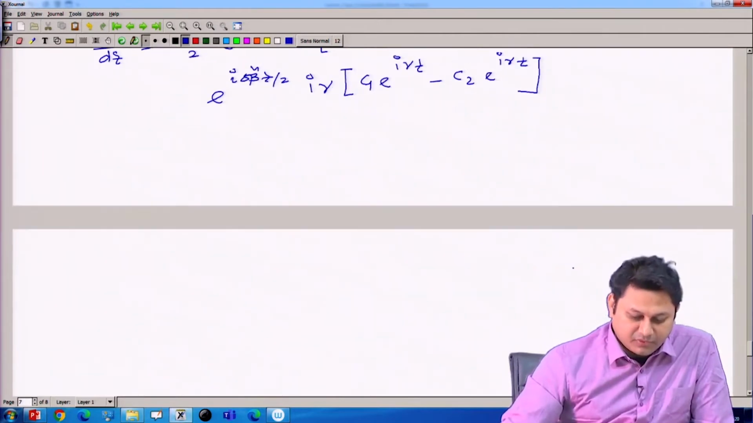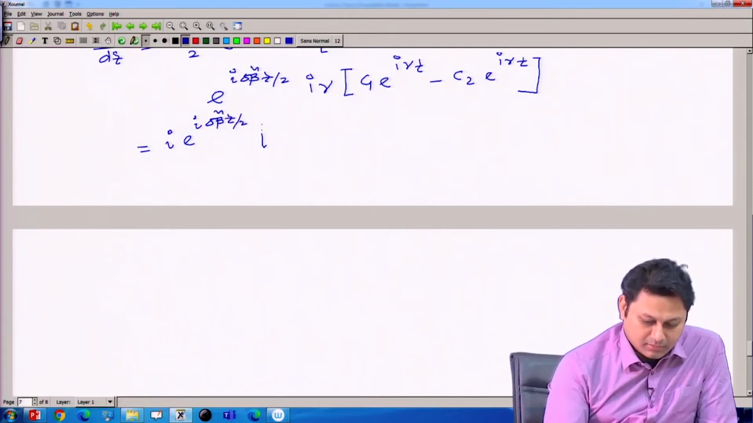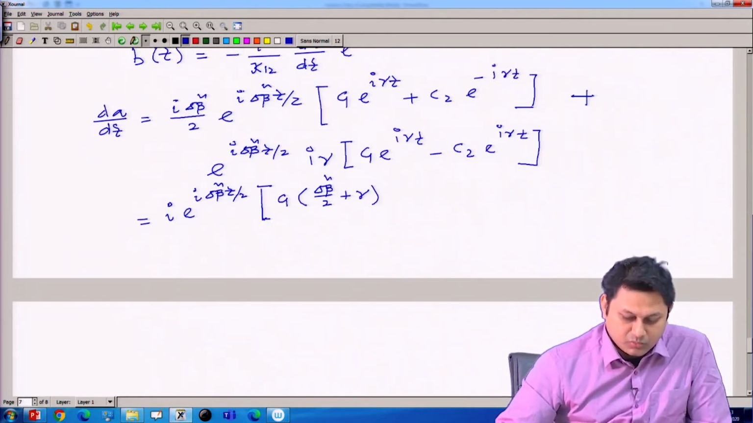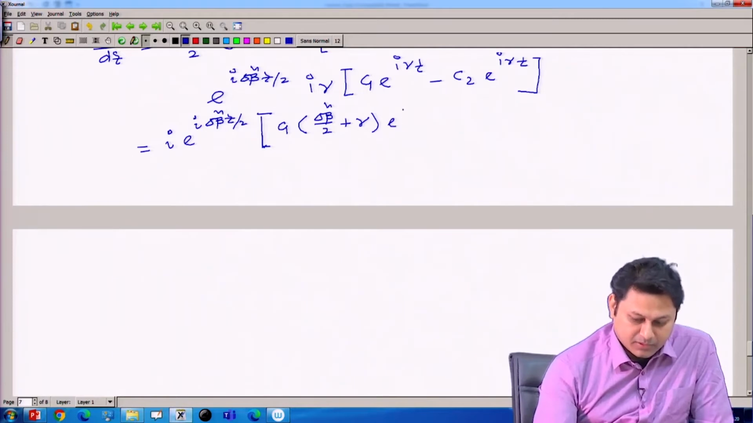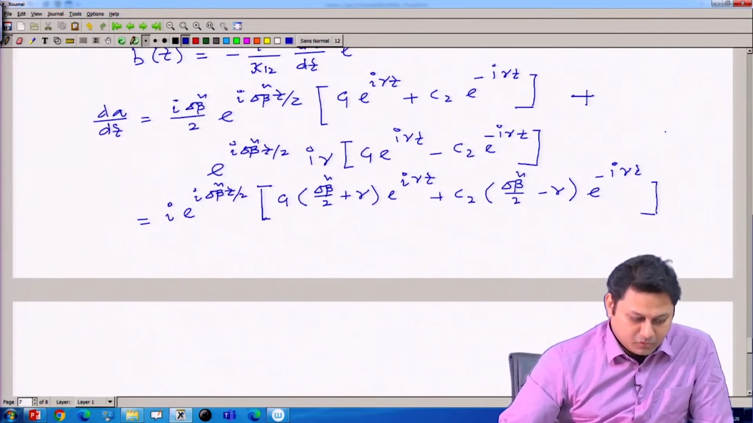So, I have this expression for dA/dz, which I can write as I e to the power of I delta beta tilde z divided by 2, and then if I take C1 common, it should be delta beta tilde by 2 plus gamma, and then e to the power of I gamma z will be here, and plus C2 times delta beta tilde by 2 minus gamma, and I should have e to the power of minus I gamma z. So, dA/dz I calculate.